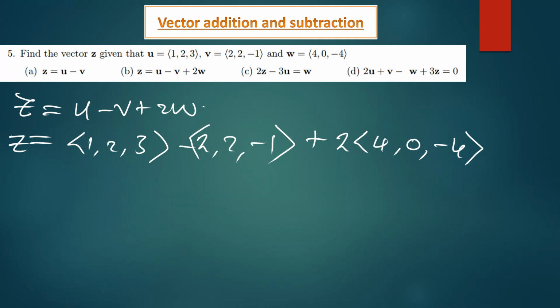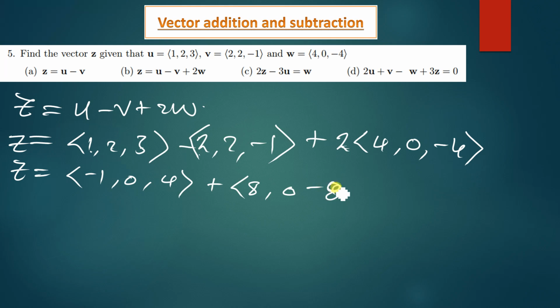Alright, so we can now work out this operation. z is equal to 1 minus 2, which is negative 1, 2 minus 2, which is 0, and 3 minus negative 1, which is 4. Then we add this to 2w: 2 times 4 is 8, 2 times 0 is 0, and 2 times negative 4 is negative 8.